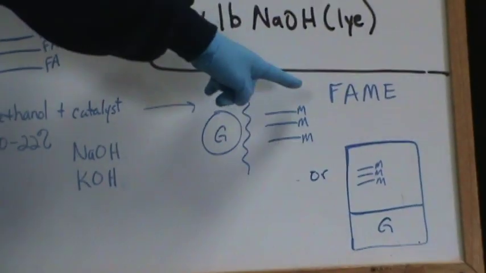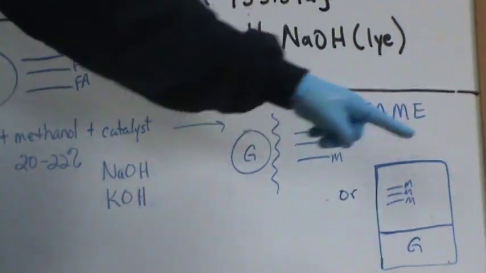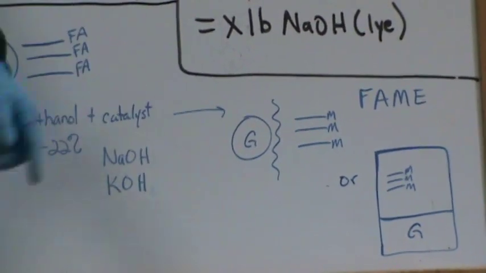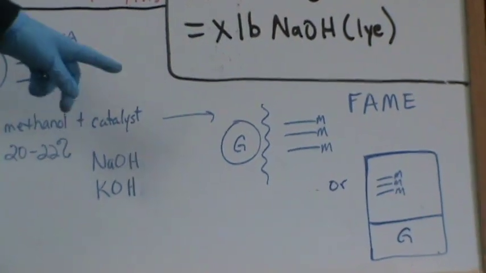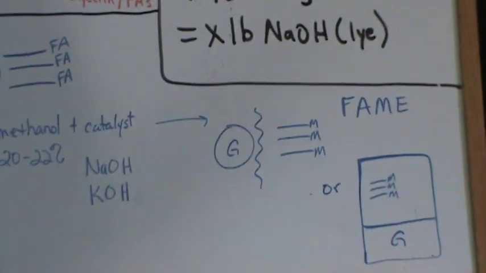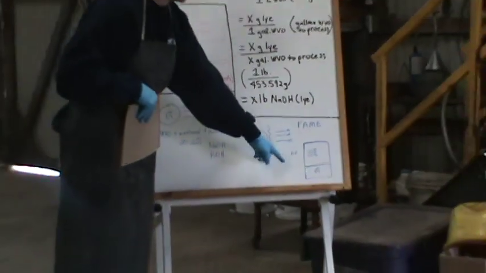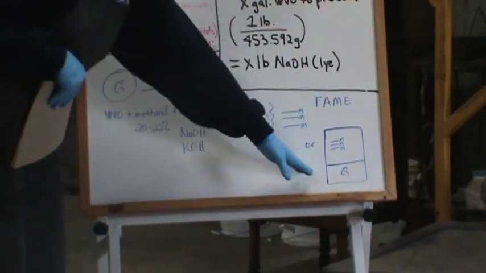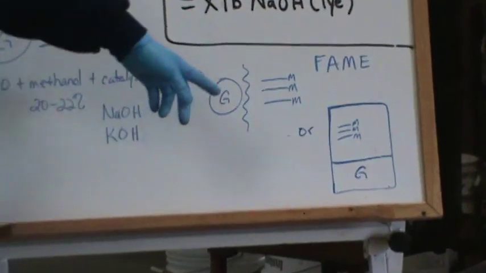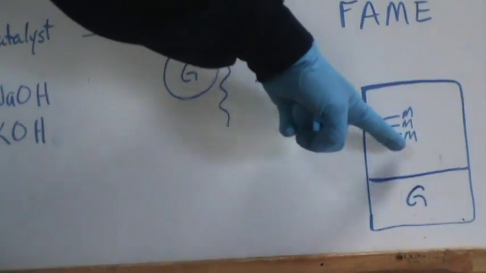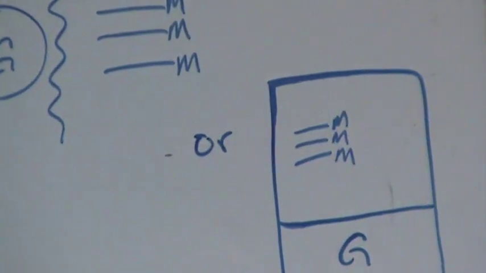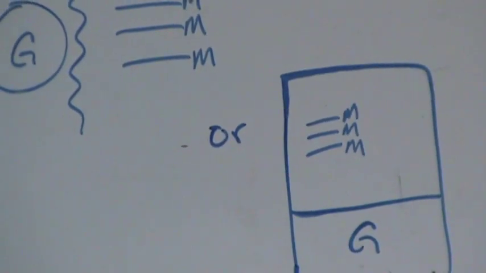What we call these are fatty acid methyl esters, and they're abbreviated FAME. The acronym is FAME, F-A-M-E. And so within your tank, after you've processed, and we'll go through the process, the glycerin, which is very viscous and heavy, is going to be on the bottom of the process tank. And your fatty acid methyl esters are going to be your fuel. It's going to be on top of the glycerin because it's less viscous than the glycerin.